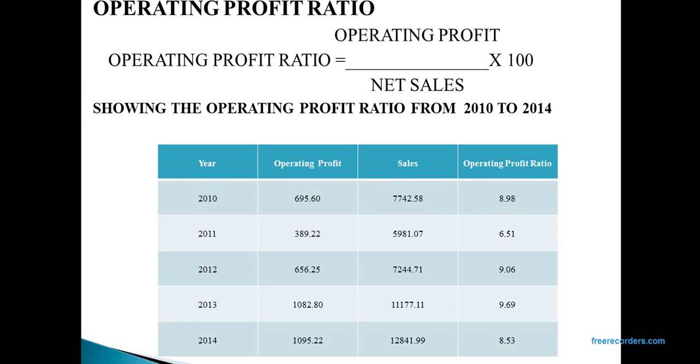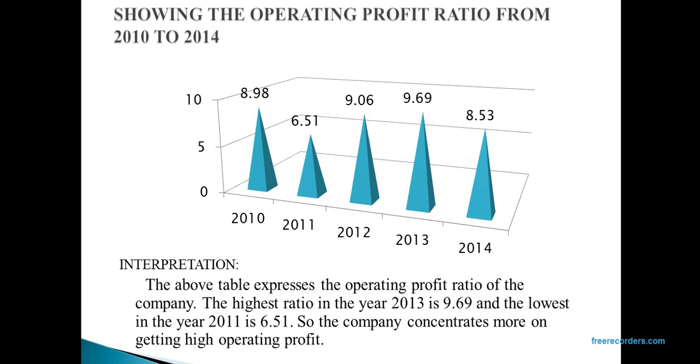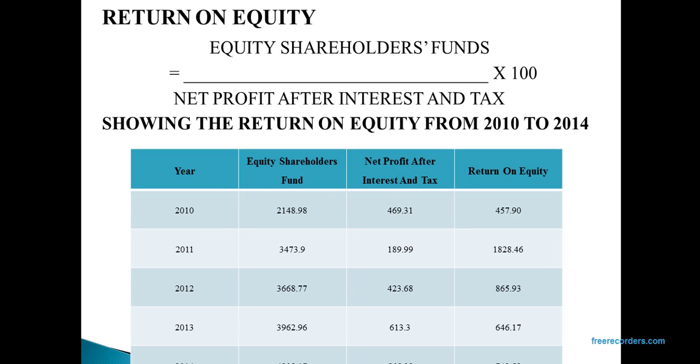Operating profit ratio: operating profit divided by net sales into 100. Interpretation. The above table expresses the operating profit ratio of the company. The highest ratio, in the year 2013, is 9.69 and the lowest, in the year 2011, is 6.51. So the company concentrated more on getting high operating profit. Return on equity: net profit after interest and tax divided by equity shareholders' funds into 100.